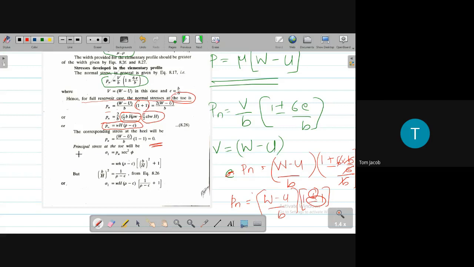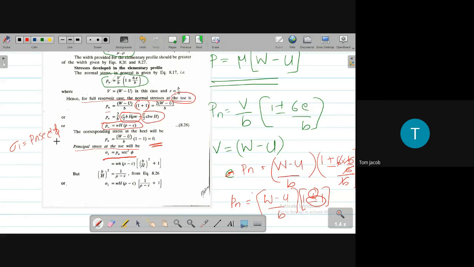Now we need to find out the principal stress. The principal stress at the toe will be sigma 1 is equal to Pn sec square phi. This is an equation we derived earlier, and that is for the worst condition that may occur for this dam, that is the full reservoir case. For the full reservoir case, the worst condition is when there is no tail water.